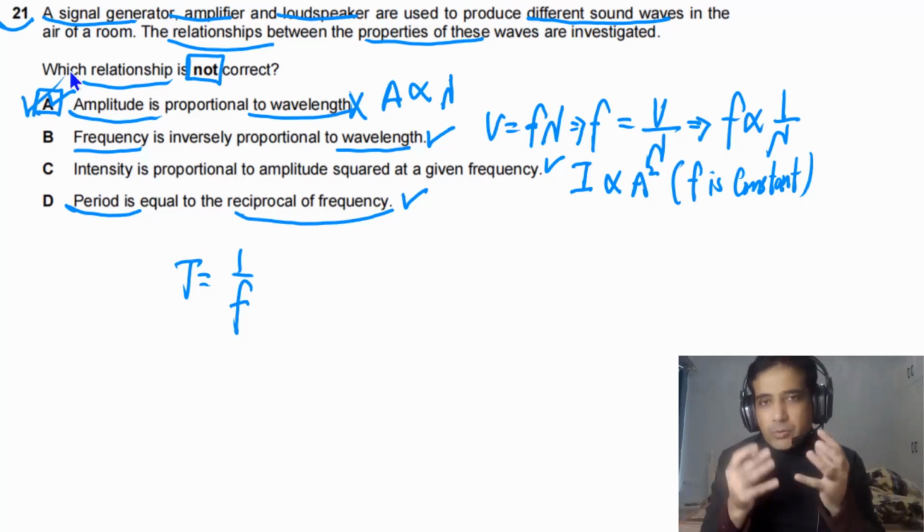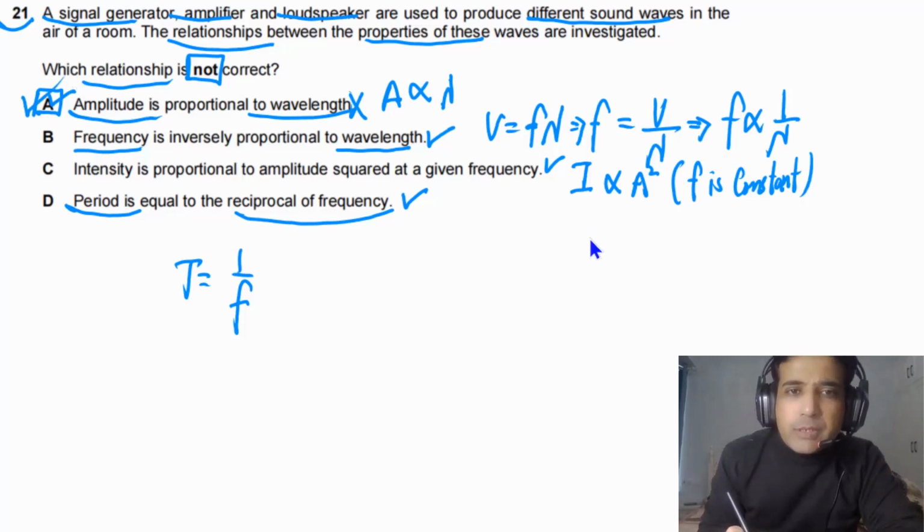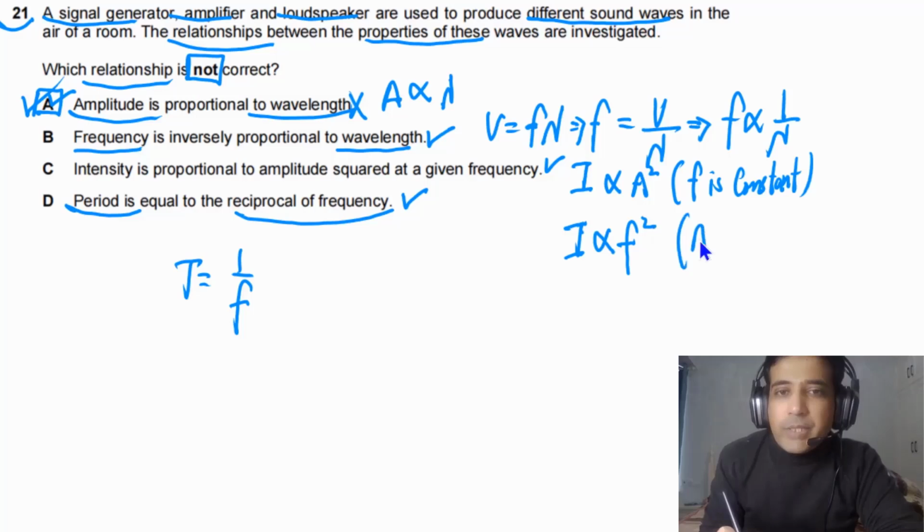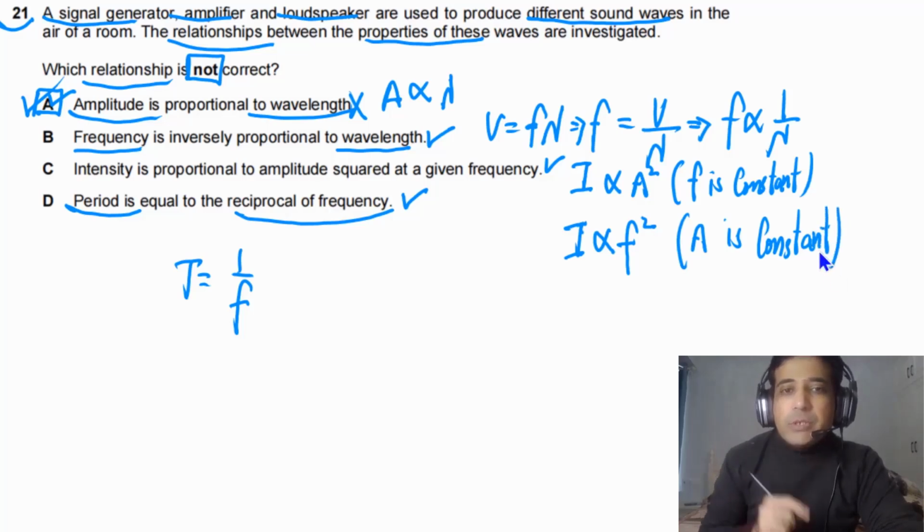So this is how you can figure it out. And also you need to understand intensity. If frequency is not constant, if frequency changes and we keep amplitude constant, how will intensity change? Intensity is directly proportional to frequency squared if A is kept constant. This is a very important point you need to know for intensity.